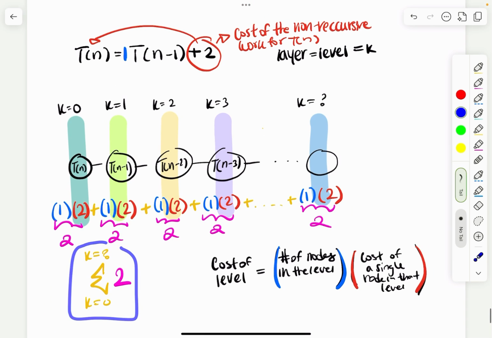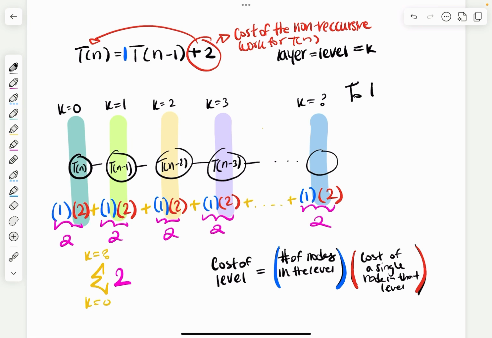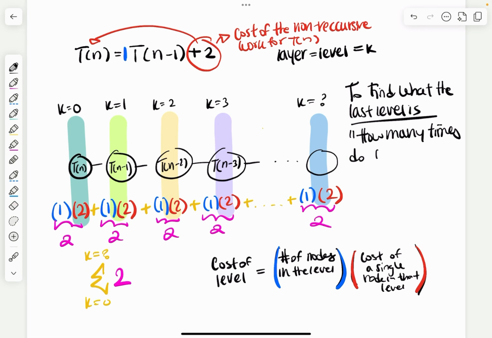Now the thing that's left to do is find what's the last level. Okay, here's what you do. To find what the last level is, you ask yourself, how many times do I have to, and then whatever operation is here, if it's subtraction, you put subtract. If it's division, you put divide. So in this case, it's subtraction. So how many times do I have to subtract that constant 1 from where you're starting? This variable here is n. That's where you're starting. That's the size of your problem.